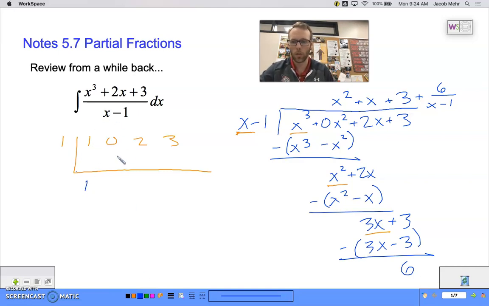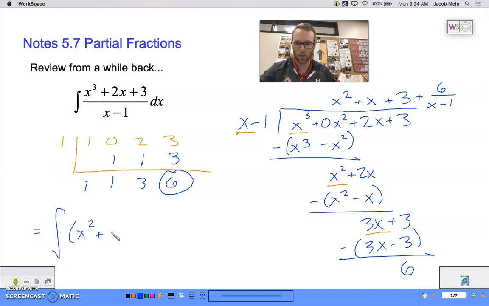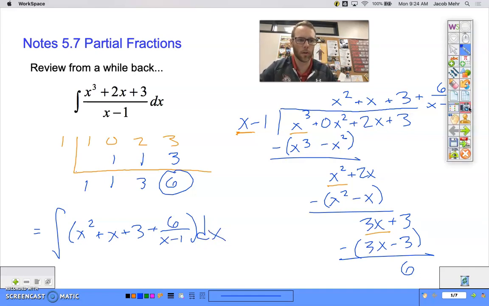Okay, but we use synthetic division. We drop the 1. We multiply, we add, we multiply, we add, we multiply. Multiplying by 1 is so easy. We add 6. There's our remainder, and we still get the same thing. All right? Remember, we interpret this remainder, constant, x squared. All right, so then how does this help us? Well, we know then our integral is equal to x squared plus x plus 3 plus 6 over x minus 1 dx. And let's go to a new page to see how we're going to handle that.